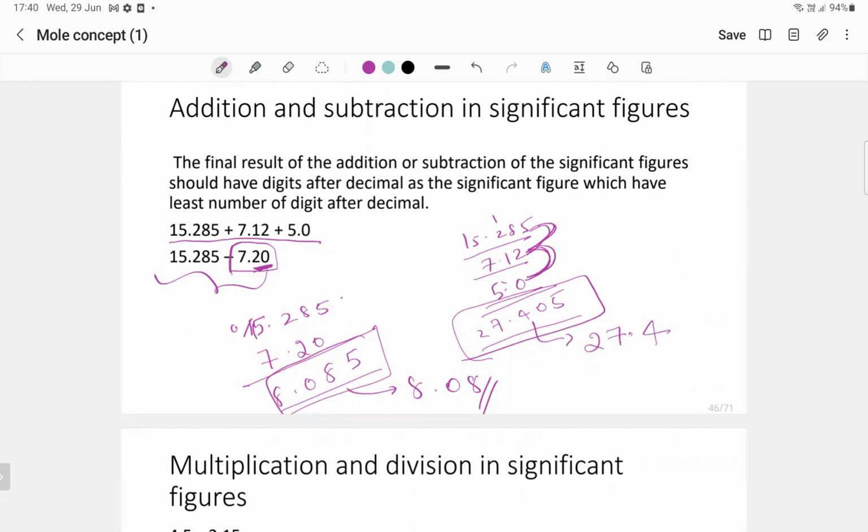You don't need to consider the 5, 6, or 7. So let's suppose if there is 6, you don't need to worry about making it 8.0. There are no such conventional rules. Just take the lowest after the decimal, there are only two significant numbers. So consider that and round it off. Clear? Okay. So now we can go for the next one, multiplication and division.